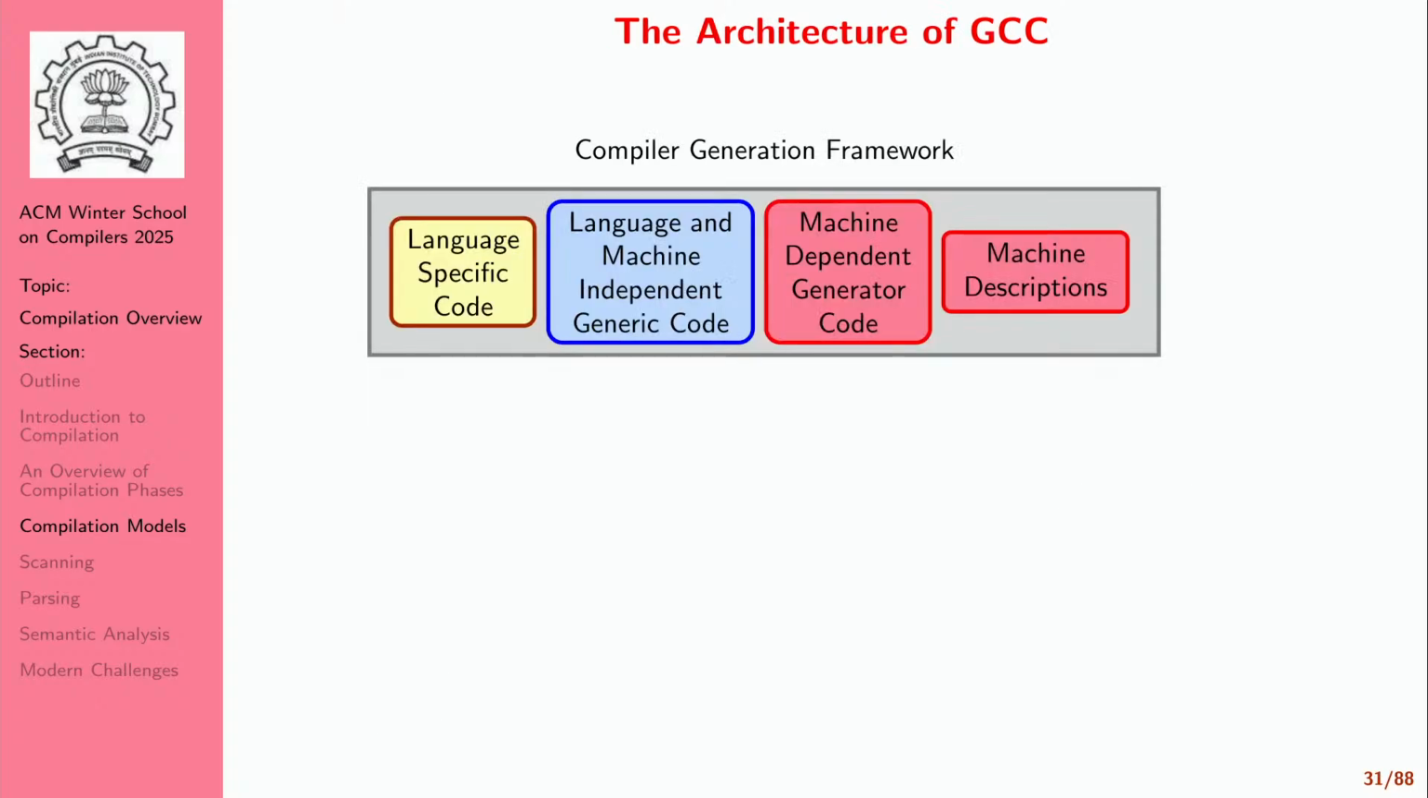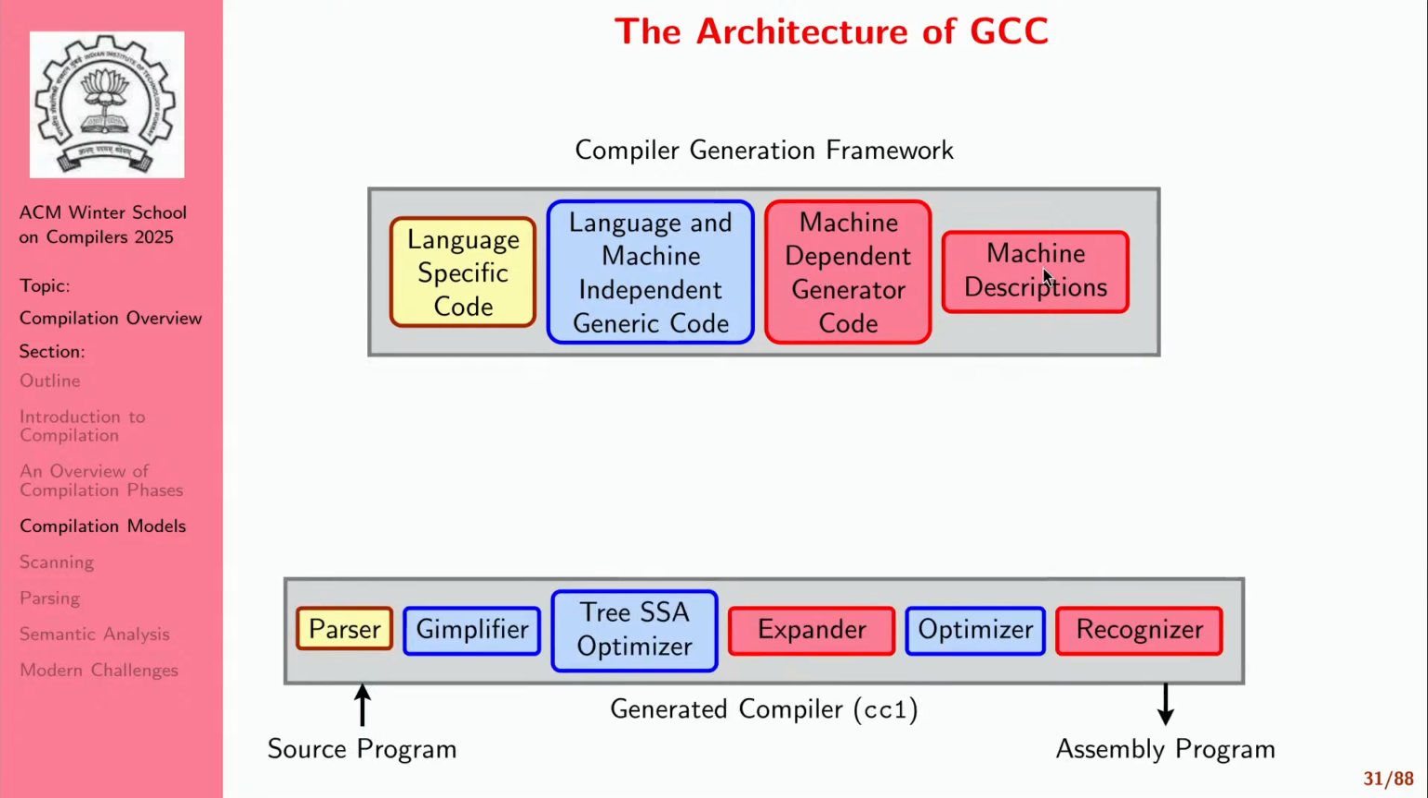I will not go into the details of the architecture of GCC, but it's basically not just a compiler; it's a compiler generation framework. There's language specific code, language and machine independent code, machine dependent code generator, and machine descriptions. GCC produces a compiler as output. It has a parser which reads the source program through a scanner, then a Gimplifier which produces the GIMPLE representation, and tree SSA optimizations. Then there is an expander, which generates RTL, then optimization on RTL, and a recognizer, which gives us instructions.